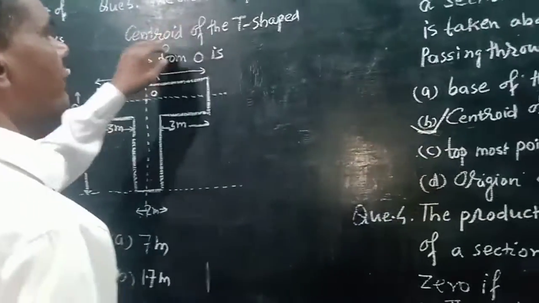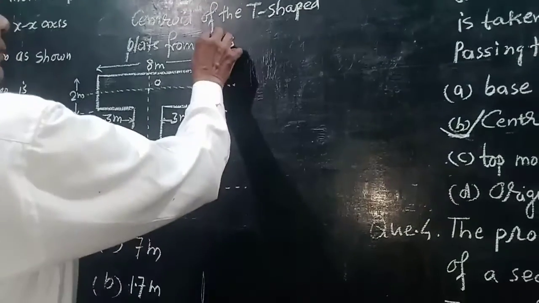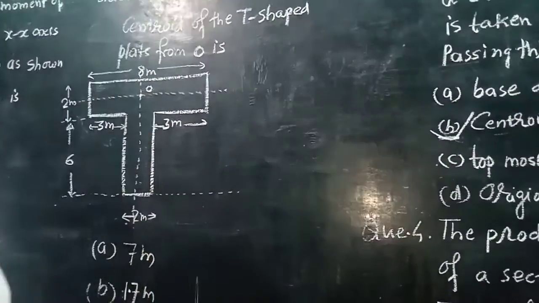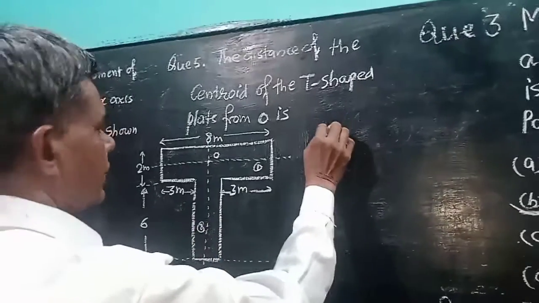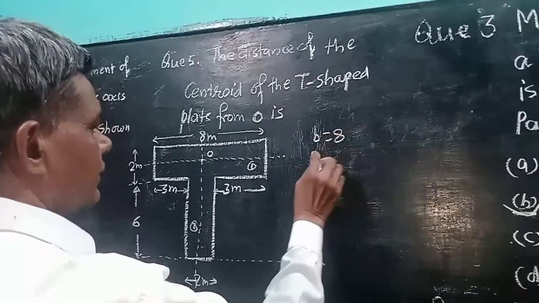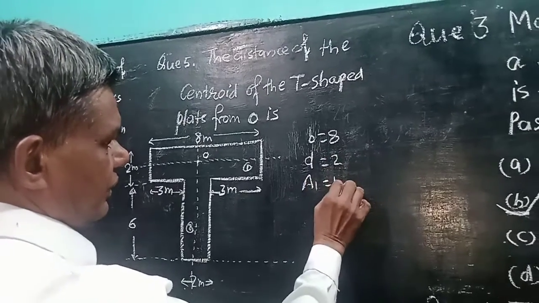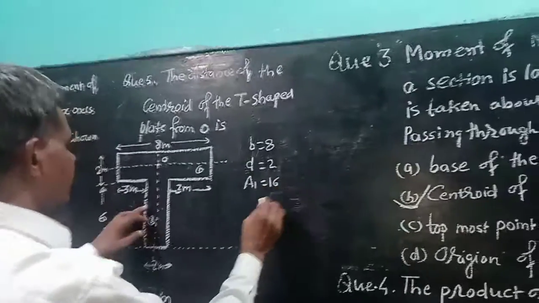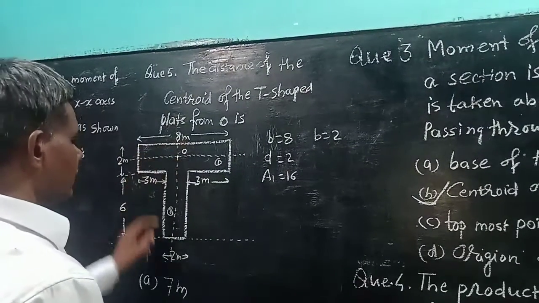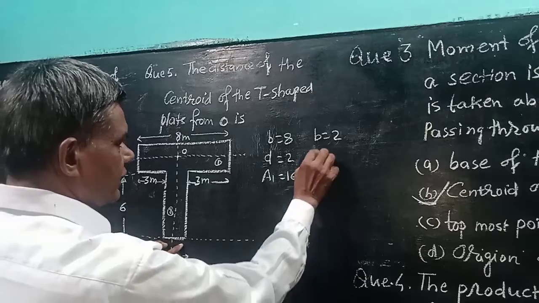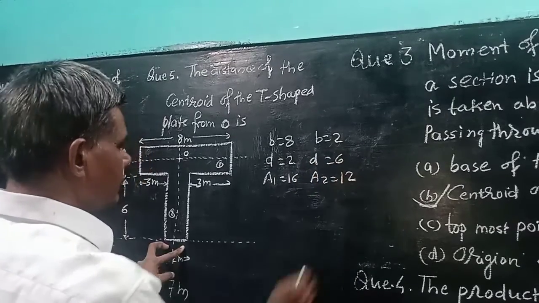The distance of the centroid of the T-shaped plate from O. This is point O, and this is area first, and this is area second. For area first, B is equal to 8 and depth D is equal to 2. Area A1 is equal to B times D, 8 times 2, which is 16. For the second area, B is equal to 2, and depth D is equal to 6. Area A2 is equal to 2 times 6, which is 12.